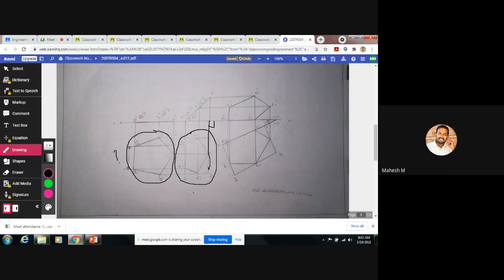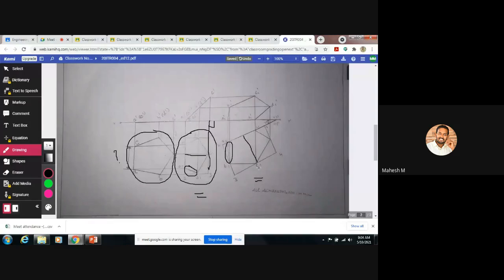And the size of the second top view and the third top view should be equal. That is our main procedure. Looking at the second top view, the third top view has a huge size. The distance of this line should be equal to this line, and the length of this line should be equal to this line. So everything is totally wrong.